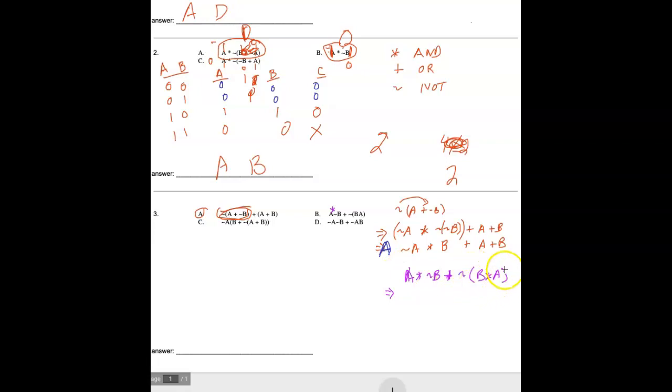To break this up, you have to do these kinds of exercises: this not distributes to the B and to the A term, but the symbol in the middle needs to change to a plus. Just like up here, that plus changed to a multiplication. In this case, it's the opposite, but it's the same idea, De Morgan's law.